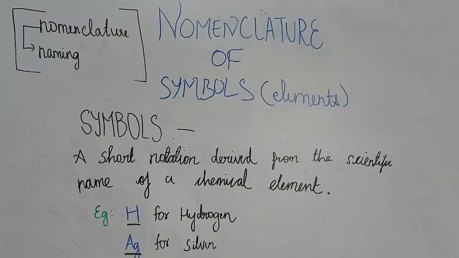A symbol is a shorthand notation derived from the scientific name of a chemical element. For example, H for hydrogen and Ag for silver. Now a question will pop up in your mind. Why is it hydrogen has H as its symbol but silver has Ag as its symbol? In order to answer this question, we will move further into this topic.